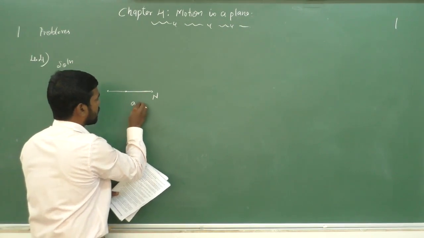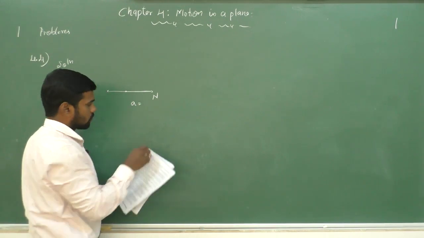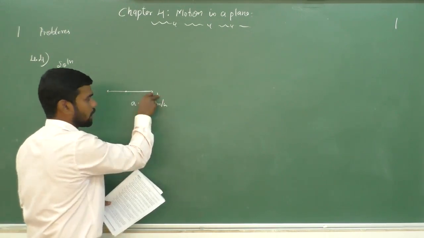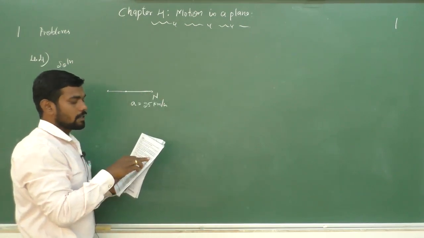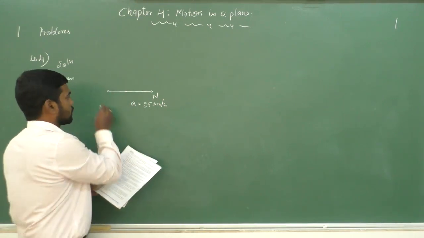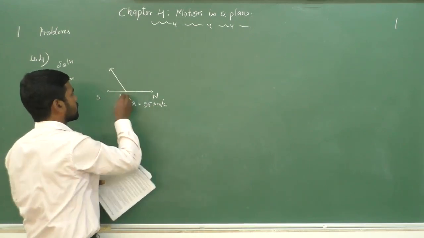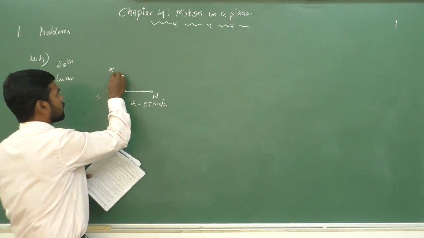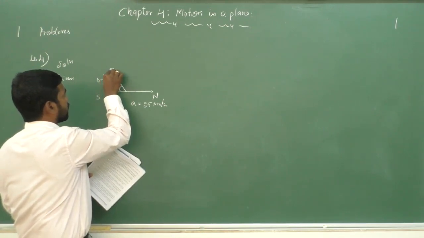I'll consider this one as A, and its velocity is 25 km per hour. The boat is moving towards north. Then what is given? The water current in that region is 10 km per hour in the direction of 60 degree towards south. So this is south, and we need to take the 60 degree angle here. This we'll consider as vector B, which is 10 km per hour.